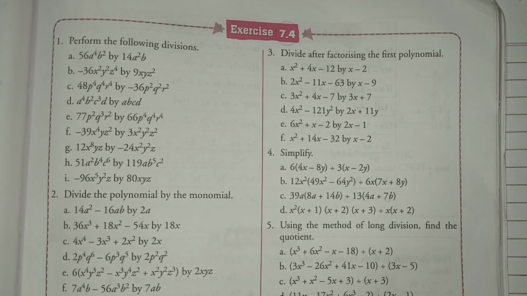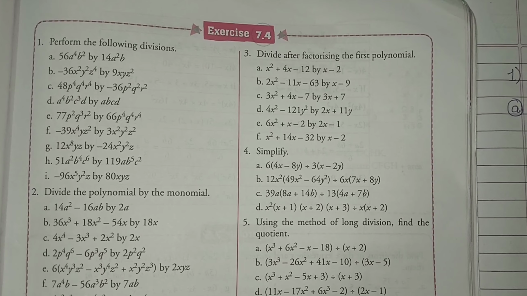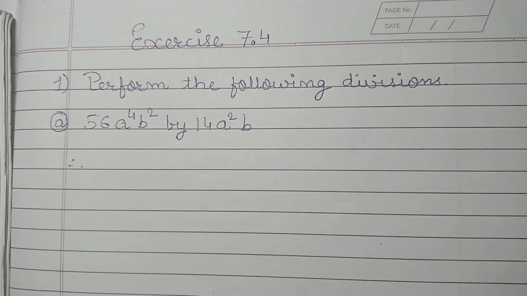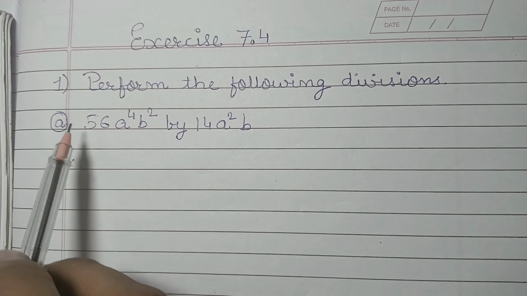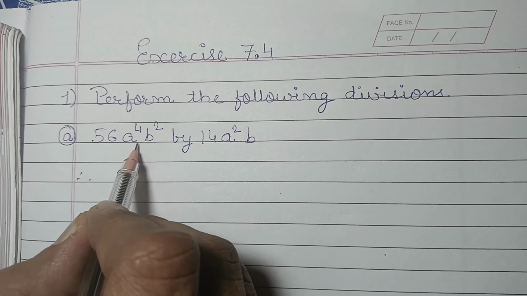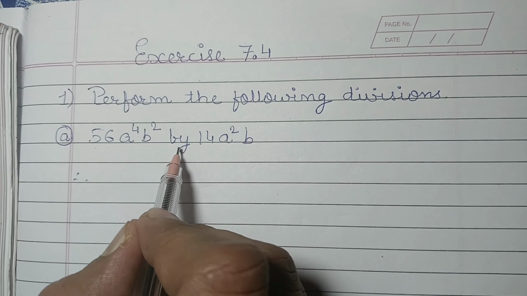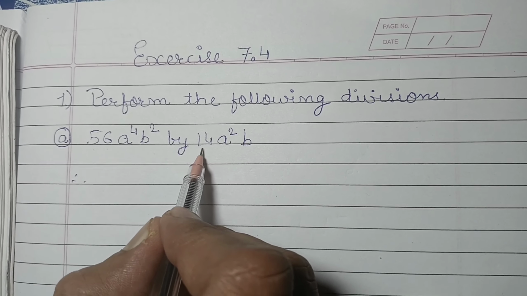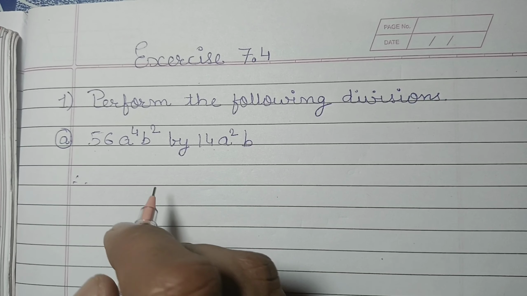So today we'll solve exercise number 7.4. The first question is, okay, so we'll solve the first question, that is 56a to the power 4 b square, and we have to divide this term by 14a square b.